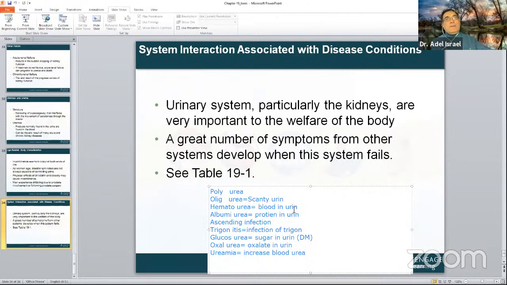Are you following, guys? So I need all of these medical terms to be clear, because they are commonly asked in your exam. So take notes and be ready for these medical terms. All right. Any question?